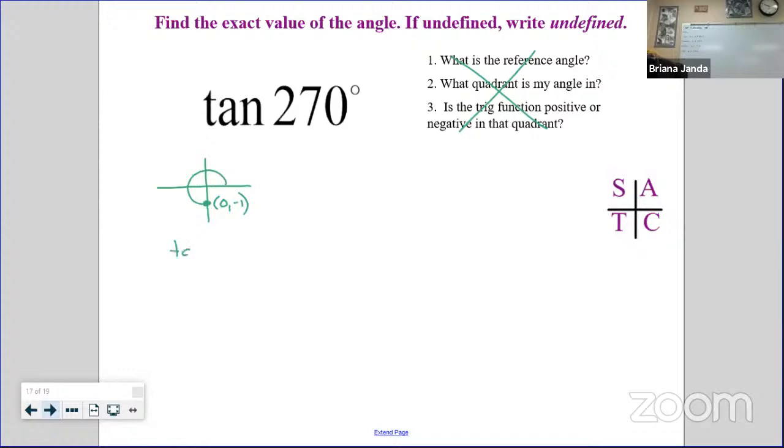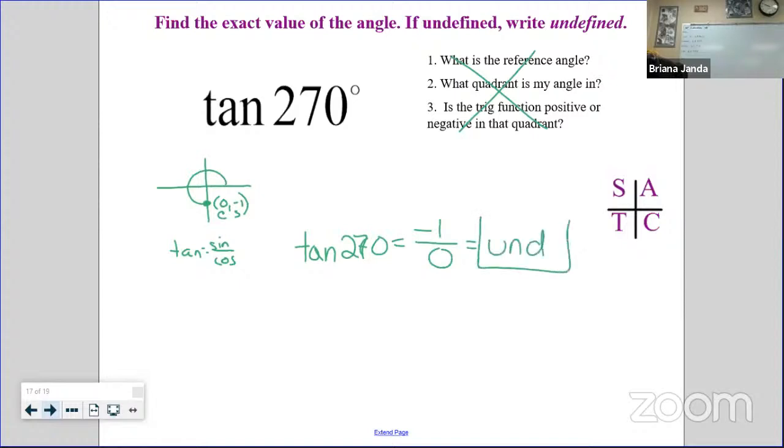Then I remember the fact that tangent is sine over cosine. Cosine, comma, sine, right? Alphabetical order in our ordered pair. And so tangent of 270 is sine over cosine, which I cannot leave, and -1 over 0 is undefined. Questions?